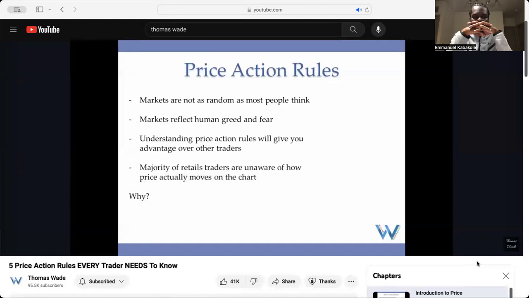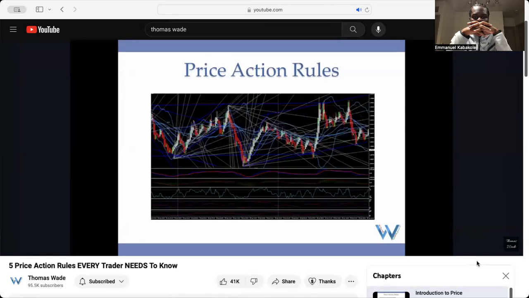Most retail traders are unaware of how price actually moves on the chart. And why is that? It's because the average trader is first introduced to information that will do the complete opposite of what he should do to educate him. Most traders at first look for systems that will do the work for them, and they look for indicator-based strategies. But as most traders already know, this is a fool's errand and indicators don't work. They only show past performance.